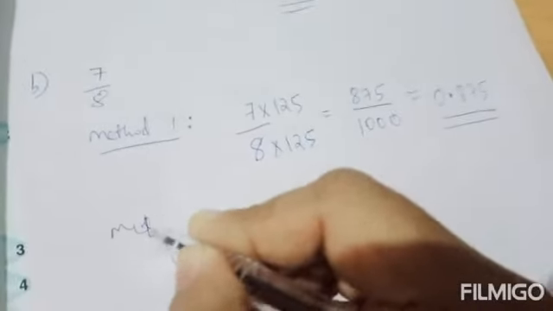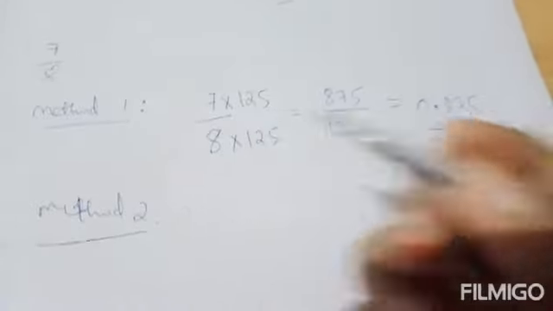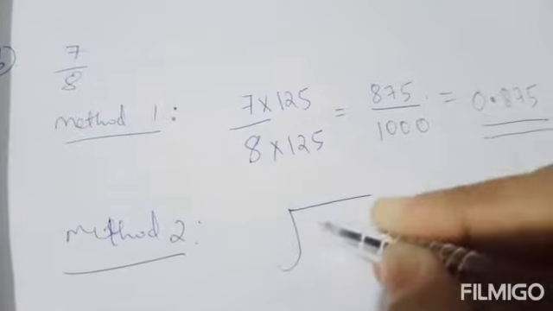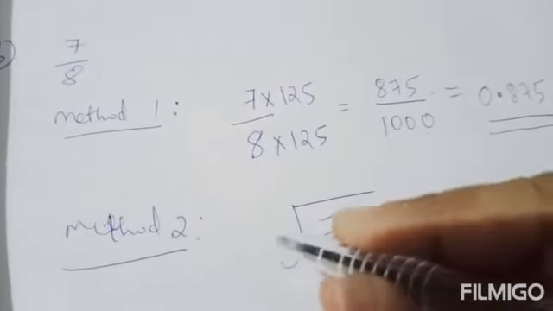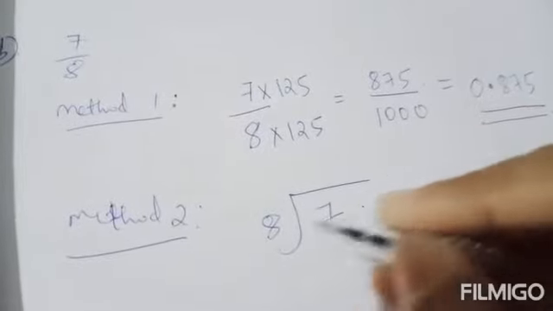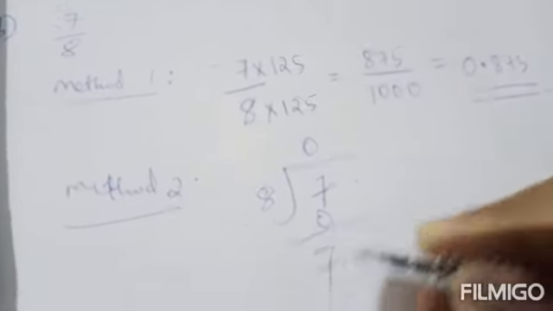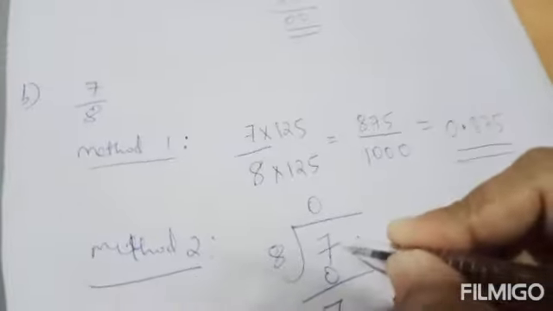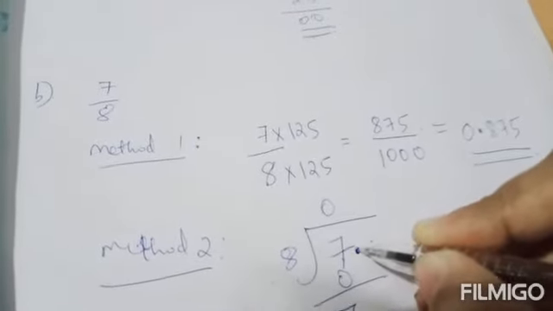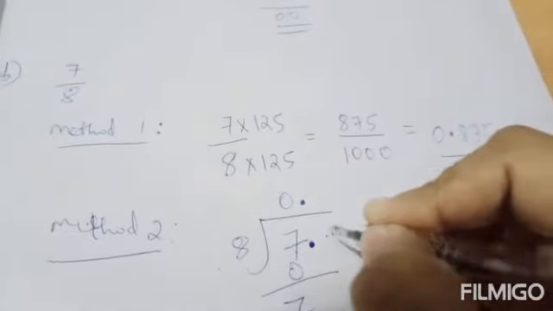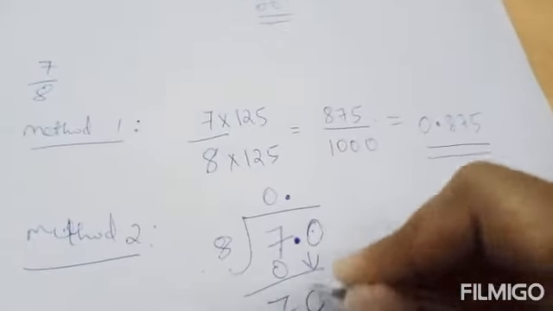Now method 2. Using method 2 also you can find the answer, that is, divide the numerator by the denominator. So the numerator is 7 and the denominator is 8. So divide 7 by 8. 7 is less than 8, so 8 into 0 is 0. Remainder is 7. Put the decimal point after the dividend and also after the quotient, that is after the 0. Now you can put 0, so that 0 you can write down.